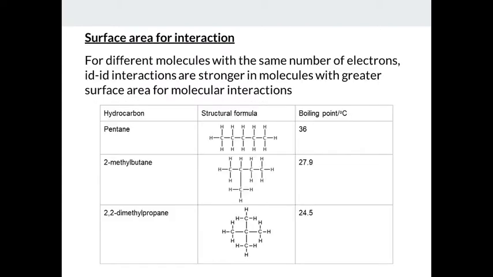Let us now take a look at surface area for interaction. For different molecules with the same number of electrons, ID-ID interactions are stronger in molecules with greater surface area for molecular interactions. Moving from pentane to 2,2-dimethylpropane, note that the chain becomes more and more branched, but all these are isomers. That means they have the same total number of electrons. But as the chain becomes more and more branched, the molecule has lesser and lesser surface area for interaction, resulting in weaker ID-ID interactions and thus decreasing boiling point.